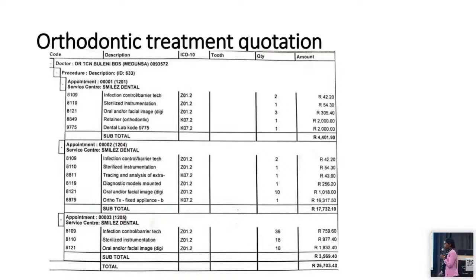So I'll just show you that you can even include the lab cost there to show that full amount so the patient is aware. Then they can go to Dr. Kongo for another quote and Dr. Twala again, and they compare and then they decide which one they take.